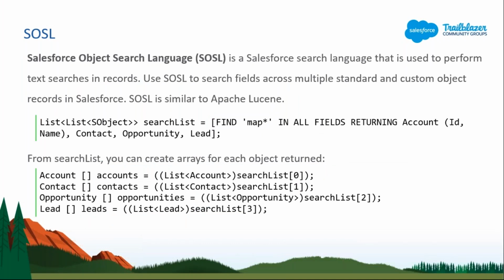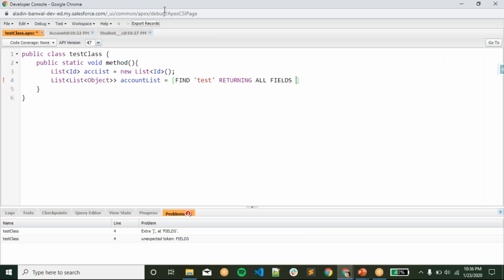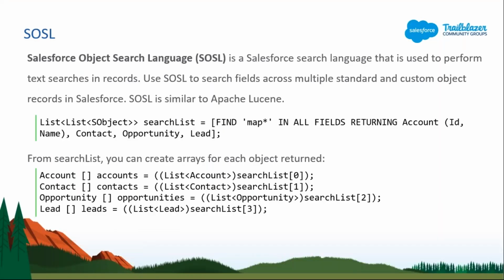So here I have written account. I don't know in which object this map is available, whether it is in account, contact, opportunity or lead. You can simply write FIND map IN ALL FIELDS RETURNING account. I have used this RETURNING before; this should not come here, this should come here. So it will find this map in all the fields, returning account.